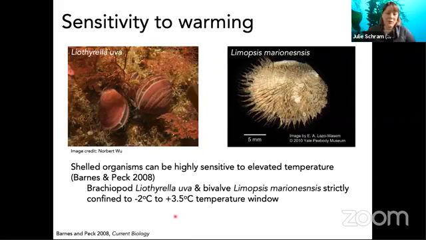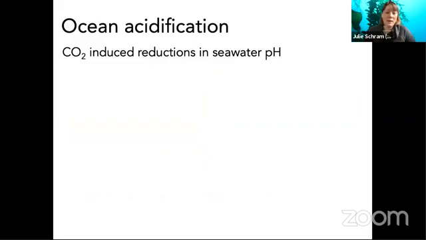Now, I mentioned earlier that about 1/3 of the previously accumulated carbon dioxide in the atmosphere has been absorbed by the ocean waters. And that has been triggering what has been termed ocean acidification. Ocean acidification can refer to the CO2-induced reduction in seawater pH.